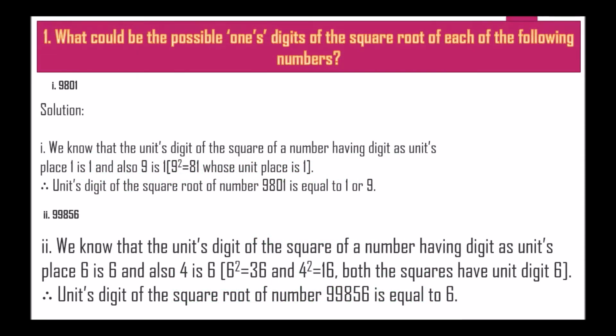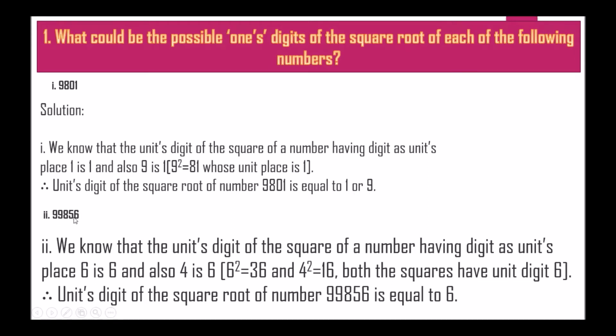The first question is, what could be the possible ones digit of the square root of each of the following numbers? That is 9801. So we know that the units digit of a square of a number having digit at units place 1 is 1 and also 9 is 1. So 9 square equals to 81 whose unit place is 1. So units digit of a square root of number 9801 is equal to 1 or 9.